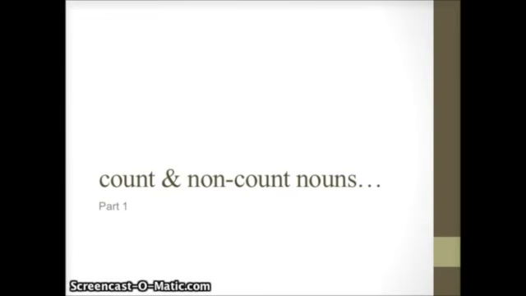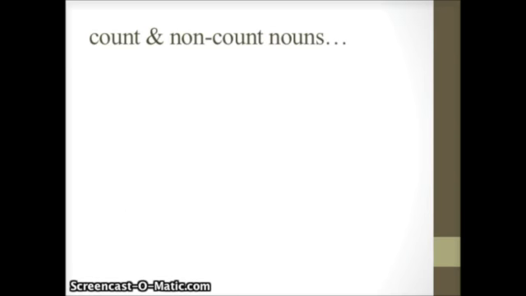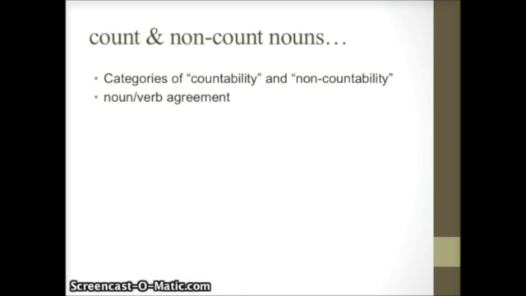Welcome to this initial online video tutorial on the differences between and the use of count and non-count nouns. In this segment, you're going to learn about the different categories that determine countability or non-countability of certain nouns, the differences of the noun-verb agreement of the two forms, and the use of determiners in both the singular and plural forms of count nouns and the non-count forms. We will touch base on some of the problematic forms in the next lesson.